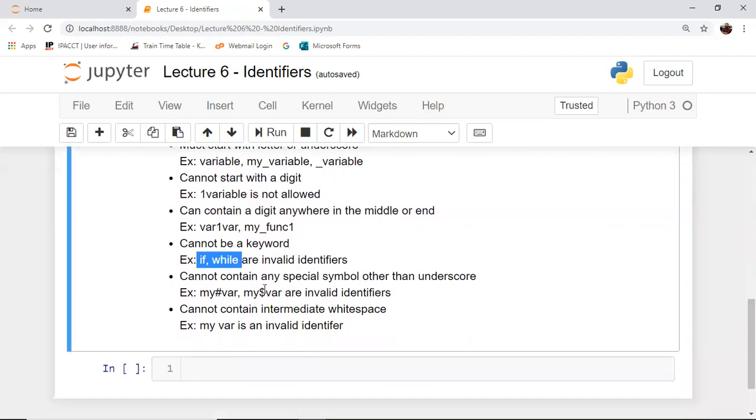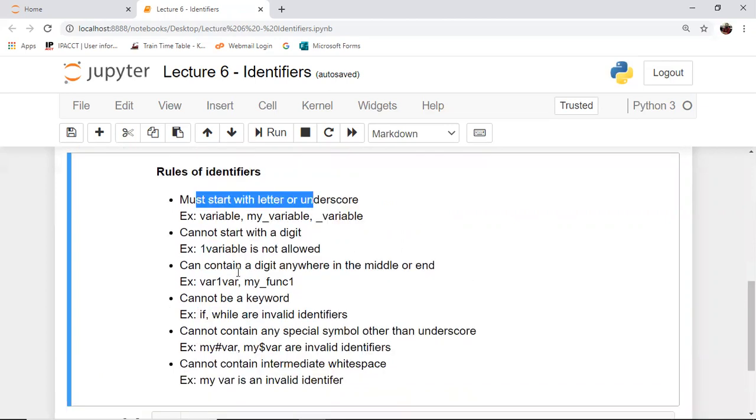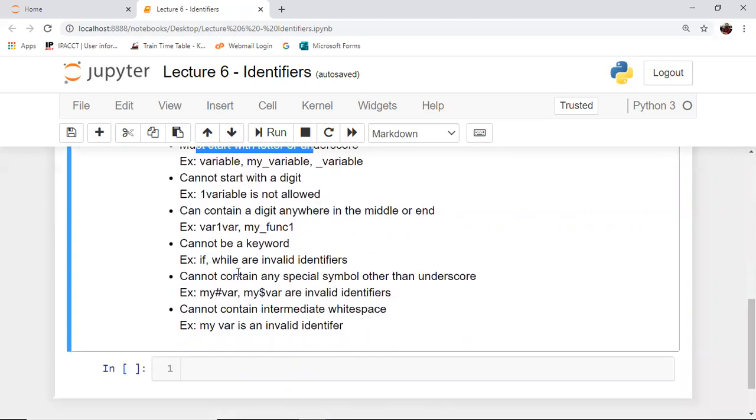If you look at the second last point, you will find that, like I said while explaining the first point, an underscore is the only special symbol that is allowed in an identifier. So something like a hash or a dollar in an identifier will not be accepted. And the last point that we need to keep in mind is an identifier cannot contain any intermediate white space. Like you can see here, the variable is my space var. This is not allowed because an identifier cannot contain a space in between. Having a space in between an identifier is not allowed.